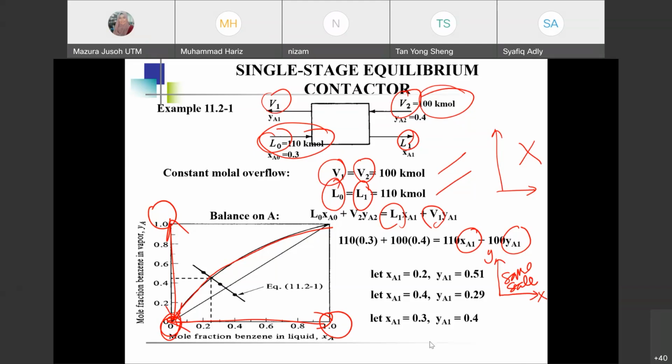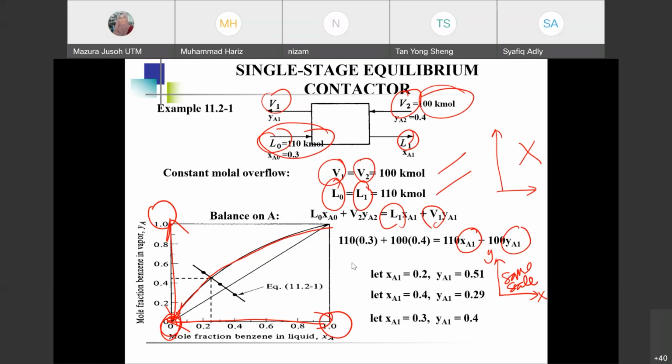So everyone, hi, you should have your XY plot ready by now. Do you have it done? Yes? Yes or no? Because I'm going to start the trial and error now.